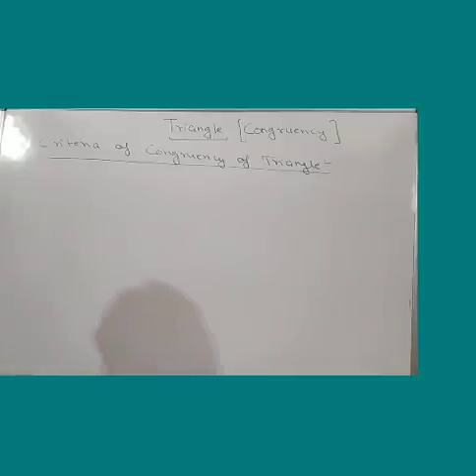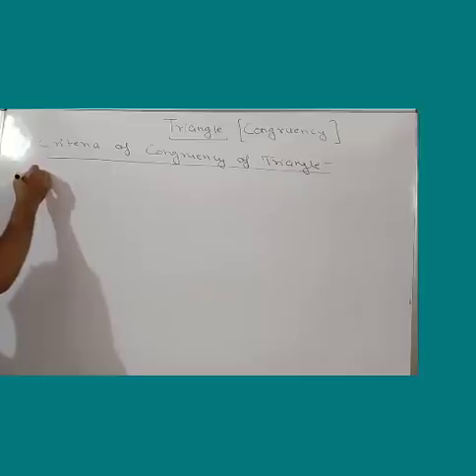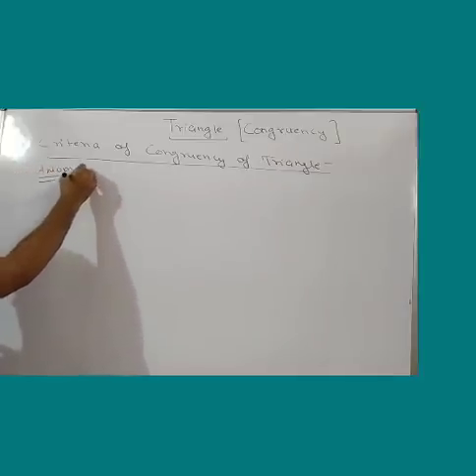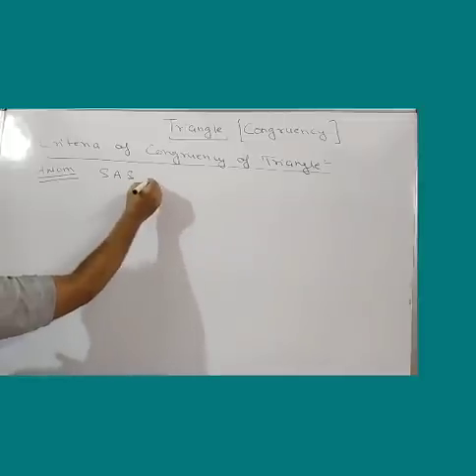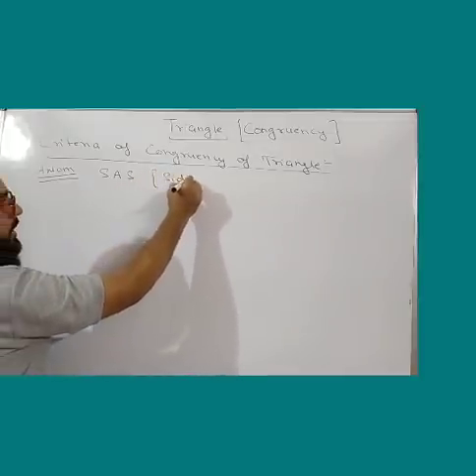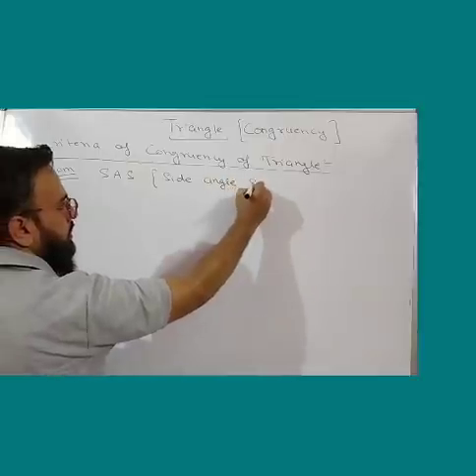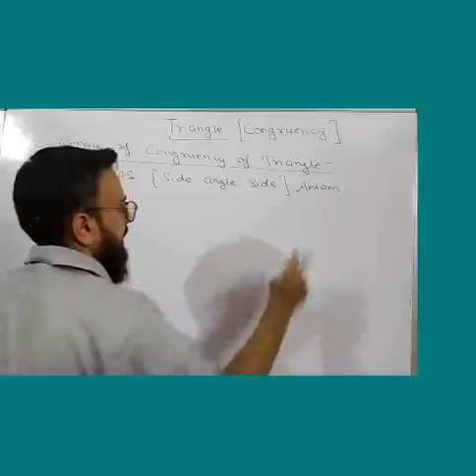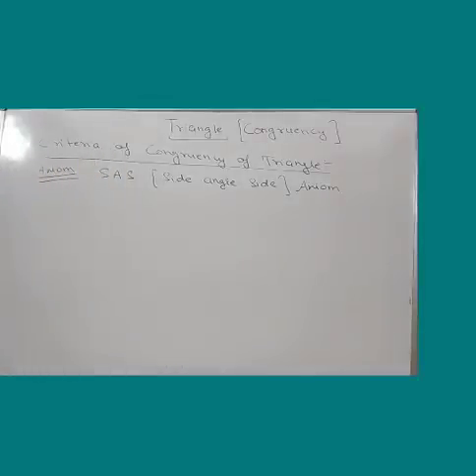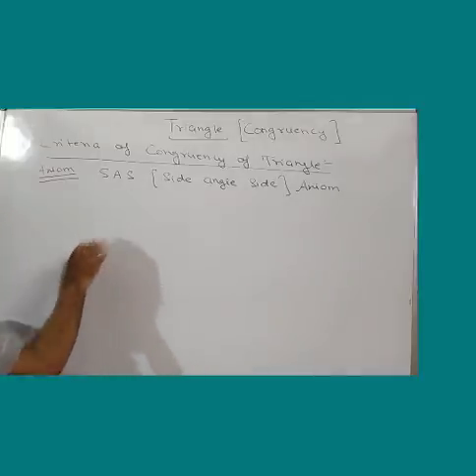So for that, the first is our axiom, and this axiom is the side angle side axiom, SAS axiom, which is known as the side angle side axiom, SAS axiom. So this axiom tells us about the congruency of a triangle. What does this axiom say?